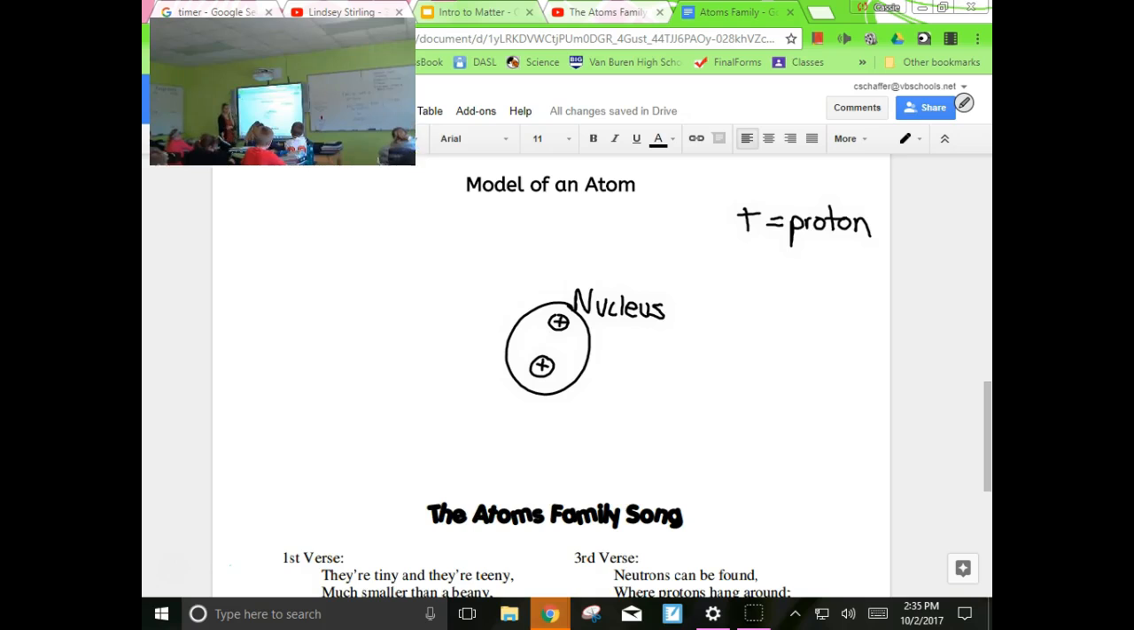She has some sisters. Okay, now where was Nerdy Nell the neutron? Where is she located? Erica? In the nucleus. So, we're going to add her in here, but I'm just going to draw zeros.